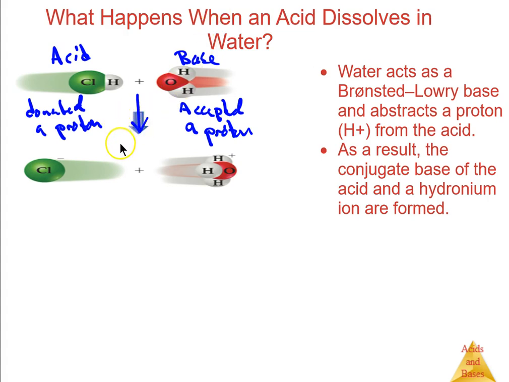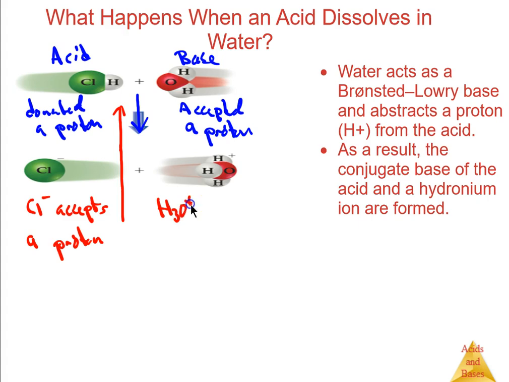Now, going up though, and I'm going to write it under here. You okay with that? If we go back up in this direction, Cl minus accepts a proton. And H3O plus donates a proton. Okay, they're just opposites.